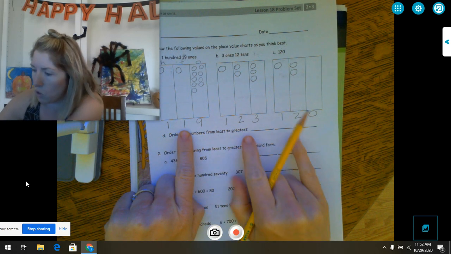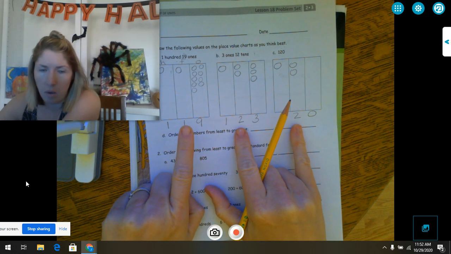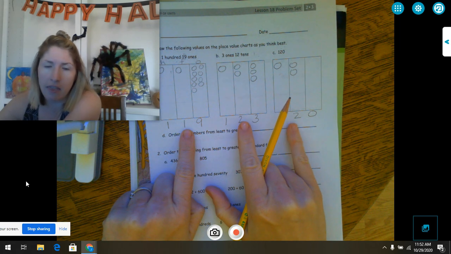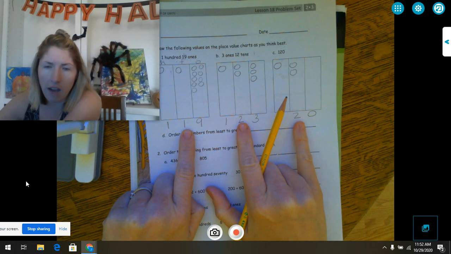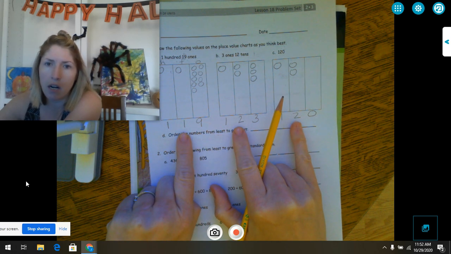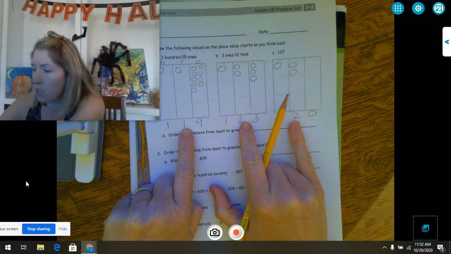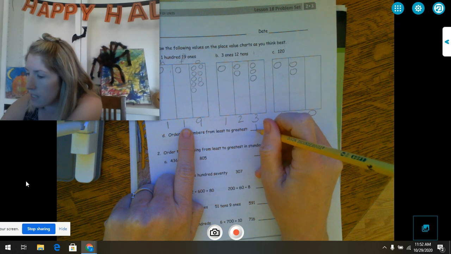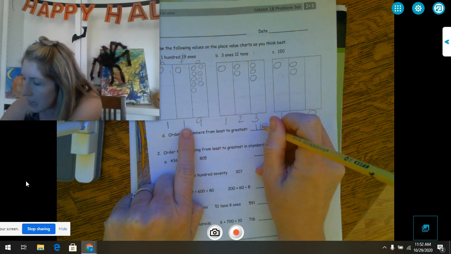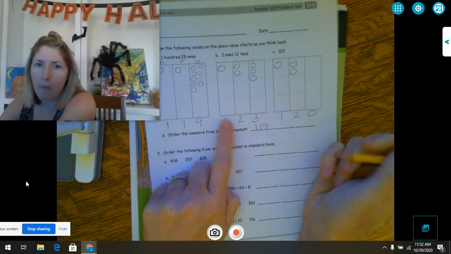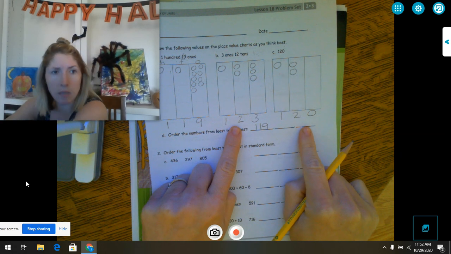Now we have to go next door to the tens place. Well, this one has a 1 in the tens place, and these two have 2s in the tens place. So we're trying to look for the littlest number. That tells us right there, this is the littlest one. He has a 1 in the tens place, and these guys have 2s. So 119 is going to be our least number. Now we have these two we're looking at. We need to find the next smallest number.